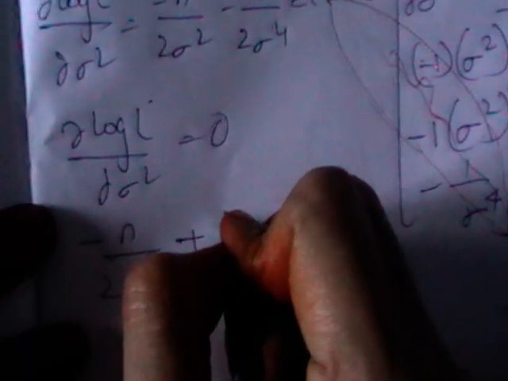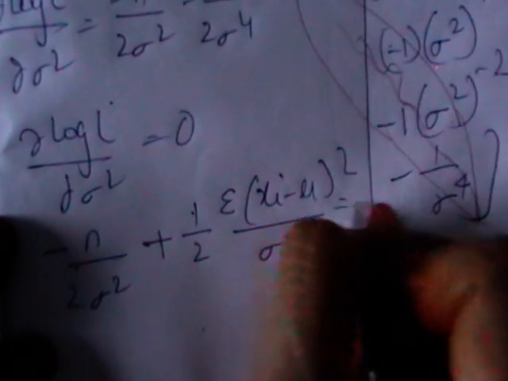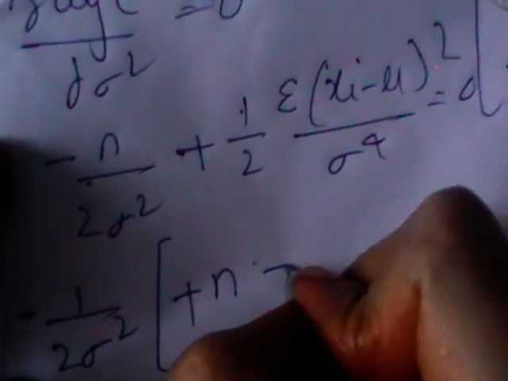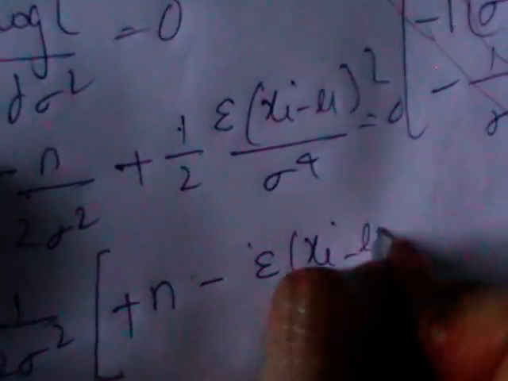So you need to equate this to 0. You will get minus n by 2 sigma square plus 1 by 2 sigma xi minus mu whole square by sigma power 4 is equal to 0. From these two terms, you take out 1 by 2 sigma square common. You will get minus n. If you take out minus also common, you will get n minus sigma xi minus mu whole square by sigma square is equal to 0.